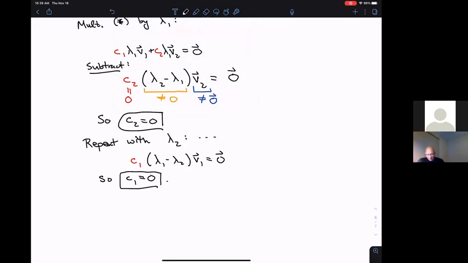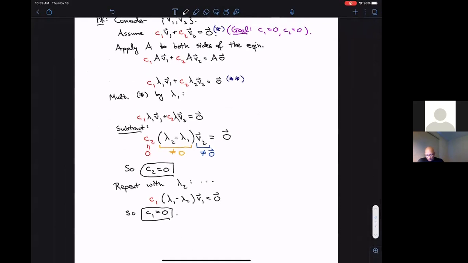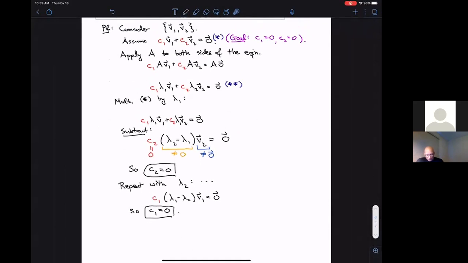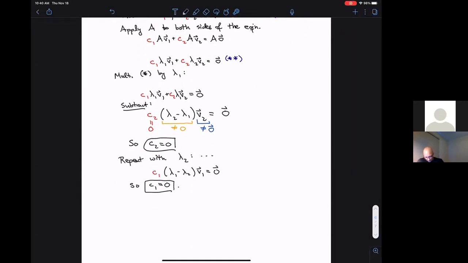But hey, that's exactly what we were hoping to show, wasn't it? Right? Because C1 and C2 were the weights of this linear combination, and we showed that they had to have both been 0 for this equation to have been true, we conclude that this set V1, V2 is linearly independent, right? Only the trivial solution existed. So we are done. Thus, V1, V2 is linearly independent. And we're done.